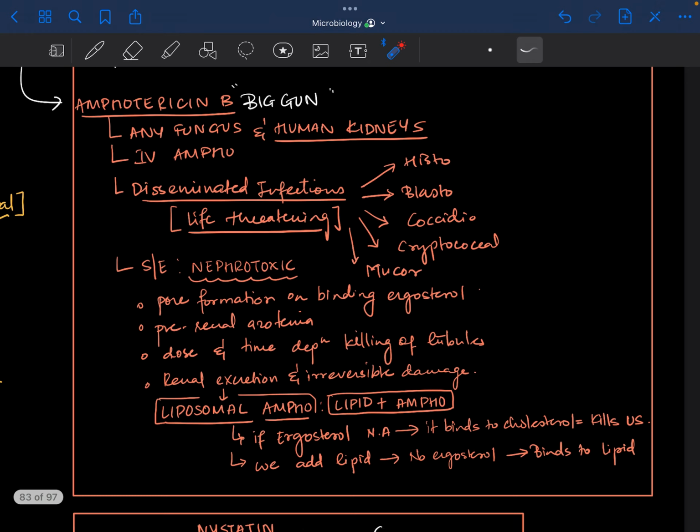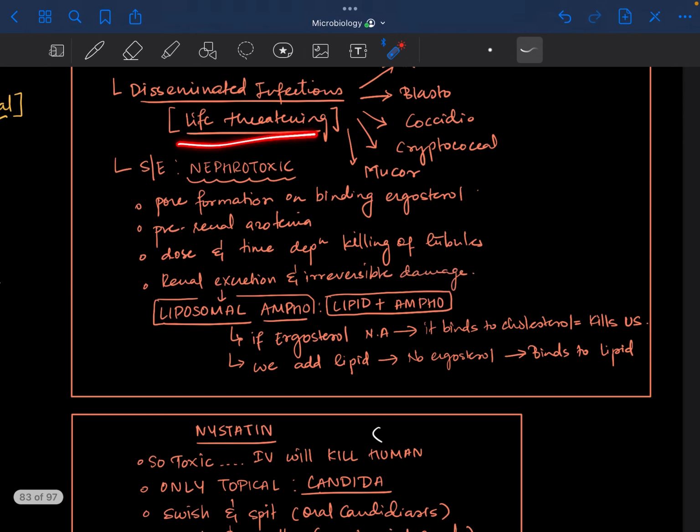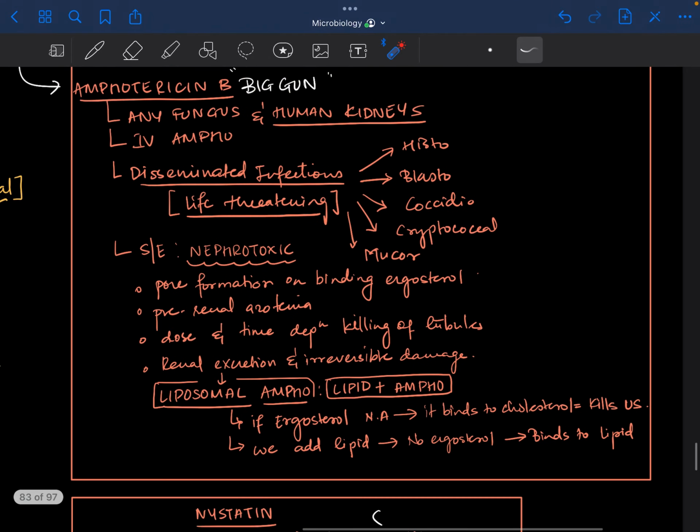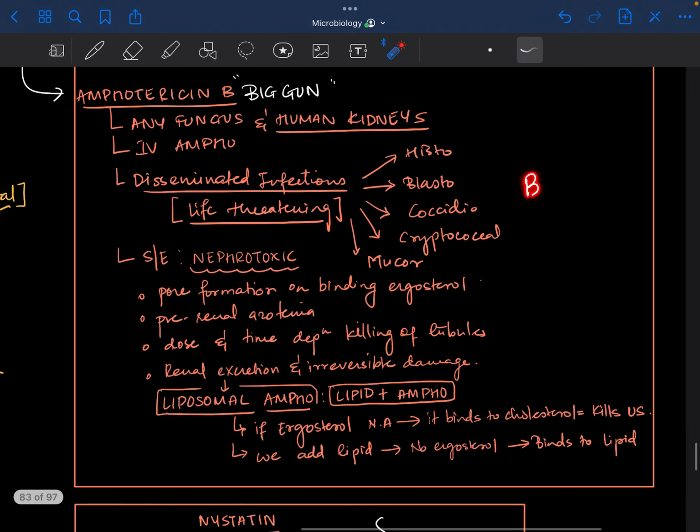Okay, any fungus can be killed with this drug, but it also kills the kidneys because this has renal excretion. So you need to make sure that you're not using amphotericin B to anybody. It's always IV amphotericin, right? Now you'll cause disseminated infection by anything. These are the most common disseminated infections, but any time that you have a very severe disseminated life-threatening infection, go for amphotericin. It is nephrotoxic. Why? So when amphotericin B binds to your ergosterol, it forms a pore.